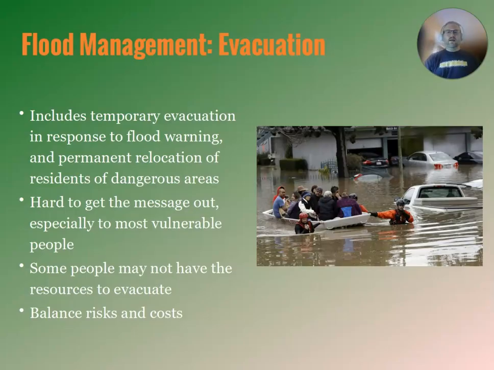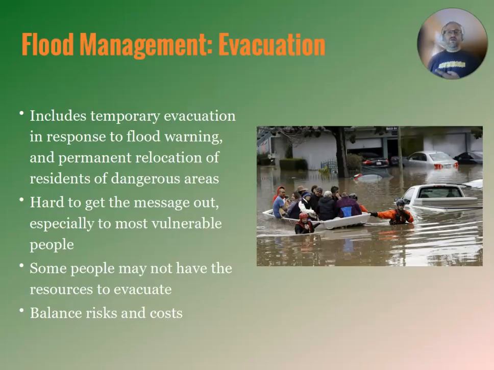With evacuation, though, it can be hard to get the message out, especially to some of the most vulnerable people. So if you're imagining the National Weather Service is sending out this alert about a potential flood, and you think about who might be some of the people that might not get that message, or might not get it in time to act on it. It could include people who are very poor, and so maybe they don't have current cell phone service, and so they don't get the alert. It could include people who are living in extremely rural areas, where again they're not connected to the networks that they'd get that warning through.